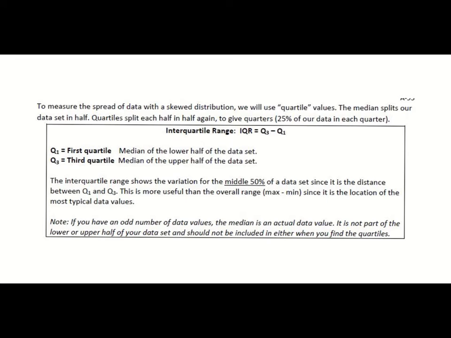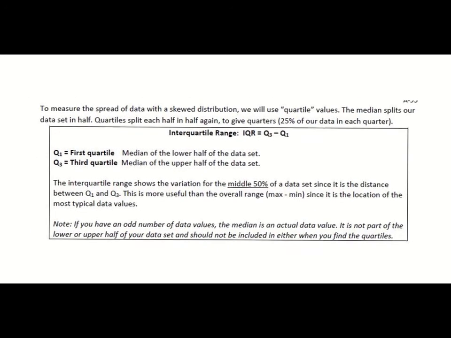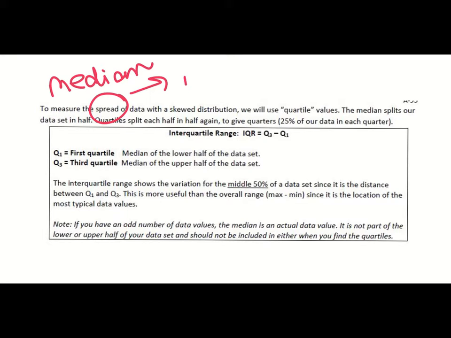Okay, so now that we're done with our center, when we're dealing with symmetric graphs, now we're going to deal with our spread. So for your spread, what goes with your median is your IQR, which is basically your spread. Your IQR is called the interquartile range. Think of quartile as quarters, a 25% range.